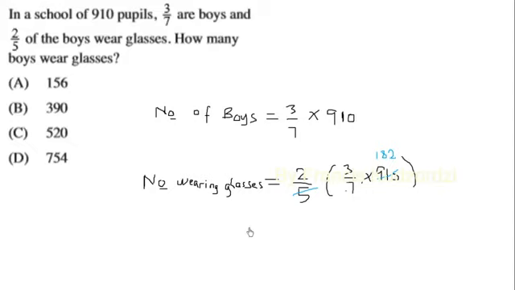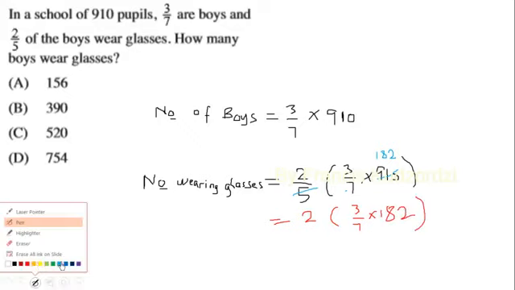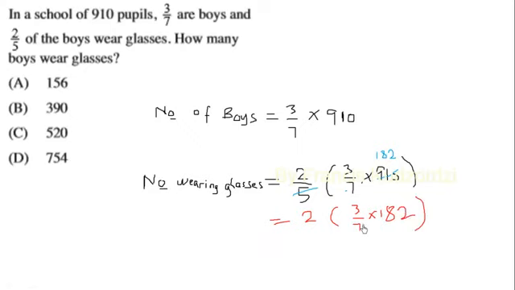Okay, let me rewrite this down. So we get 2 times 3 over 7 times 182. Let us cancel now. 7 can go into itself once, and 7 will go into 18 2 times, which is 14.